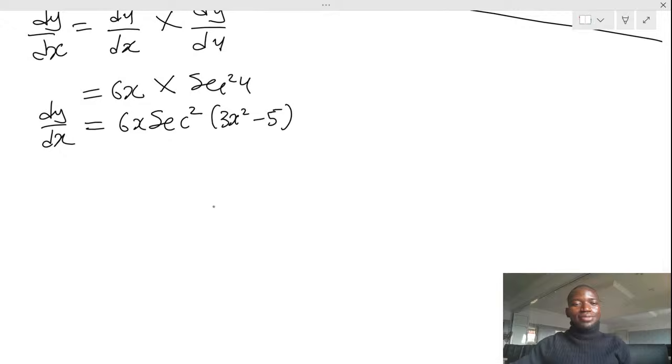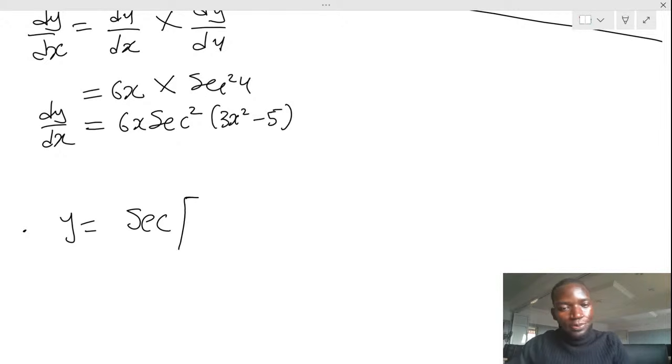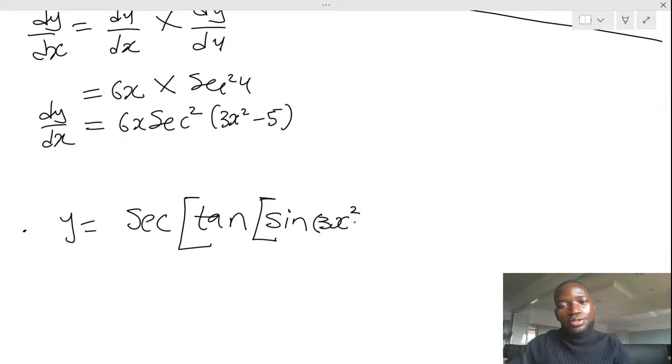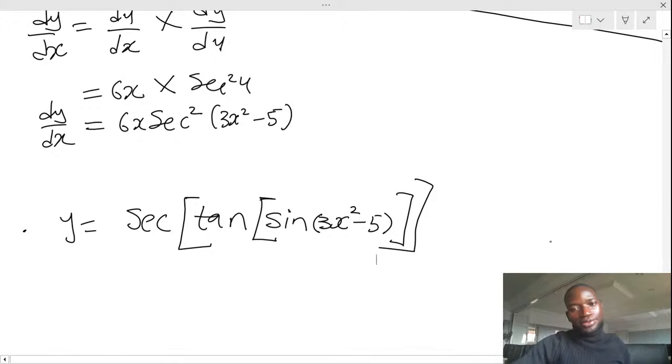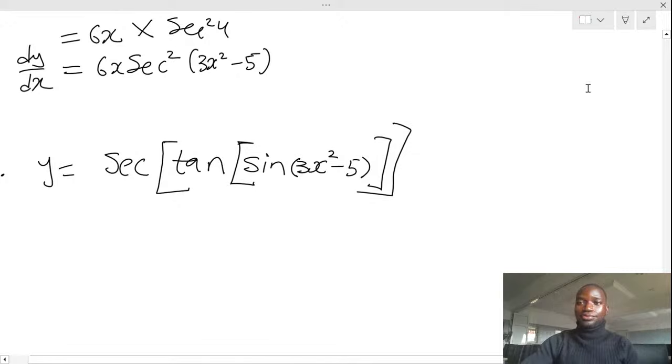All right. So, guys, you can play with this question, and if anybody solves it, just send it to my DM. If you have y equal to, let's say, sec of tan of sine of 3x raised to power 2 minus 5, if you're able to get the answer, you can just come to my DM and let me know.